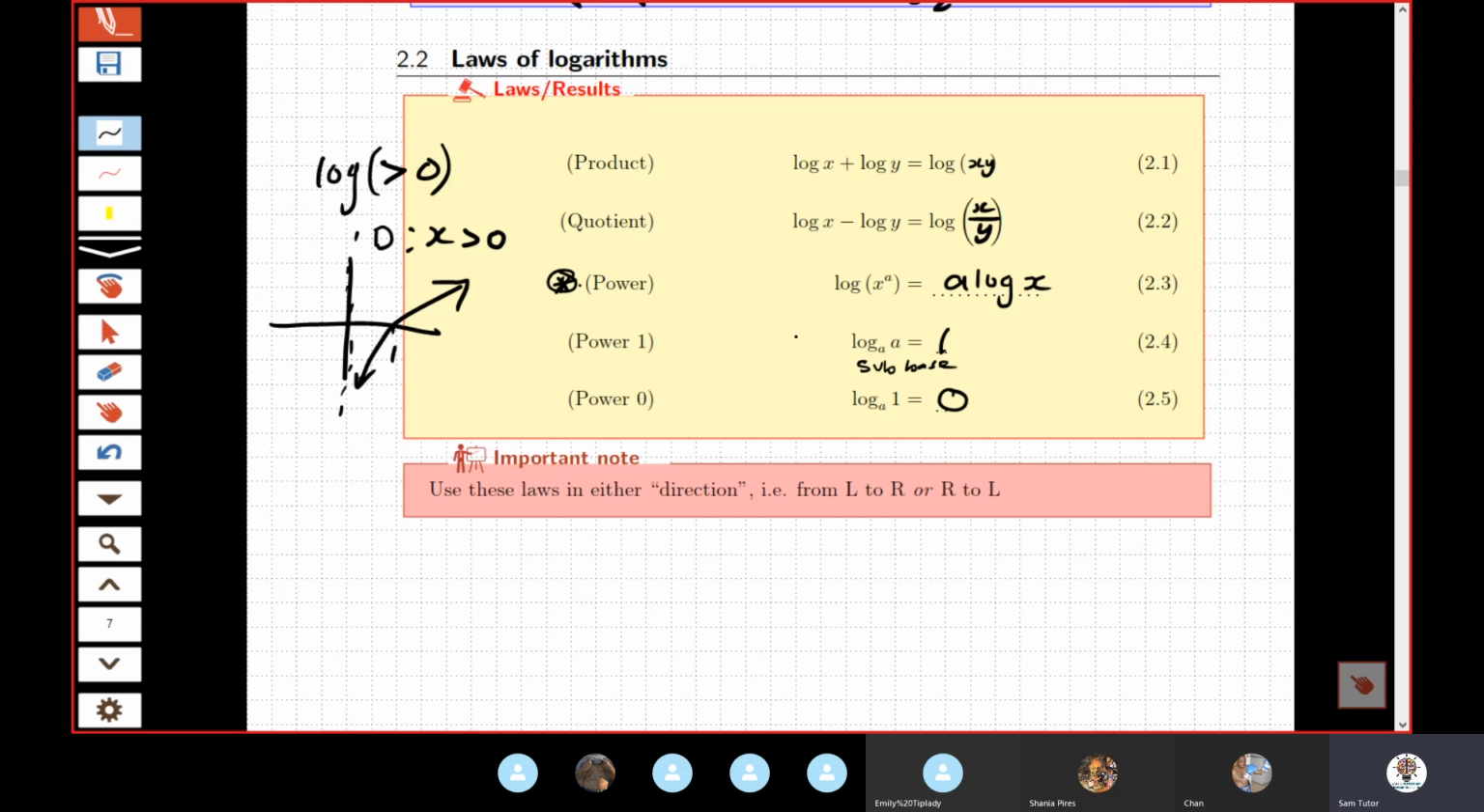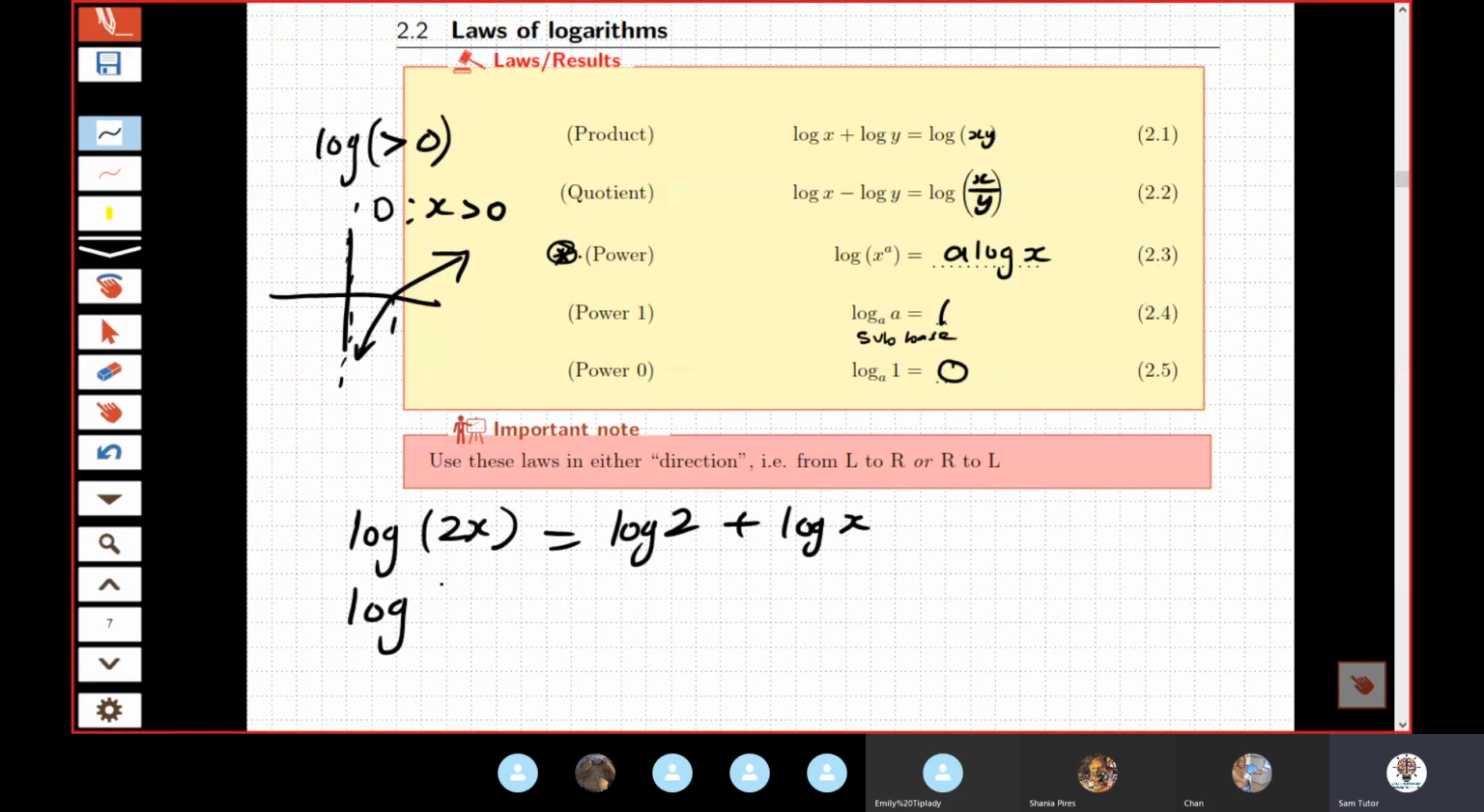Okay, let's have a look at some of these questions now. Well, let's first see if we know how to apply this. So if I gave you log of 2x, what is that equal to? Well, I know they're multiplied, so I could also write it as log of 2 plus log of x. That's the first index law.